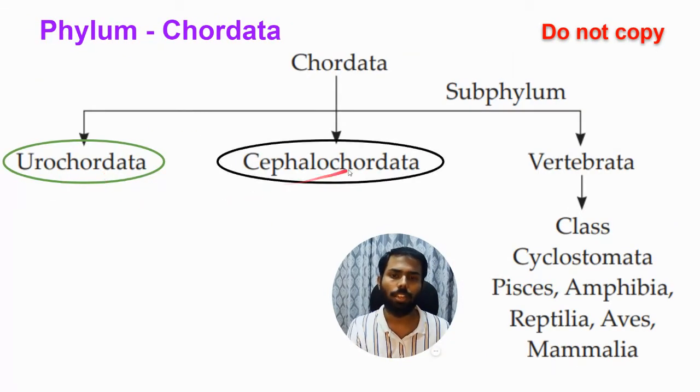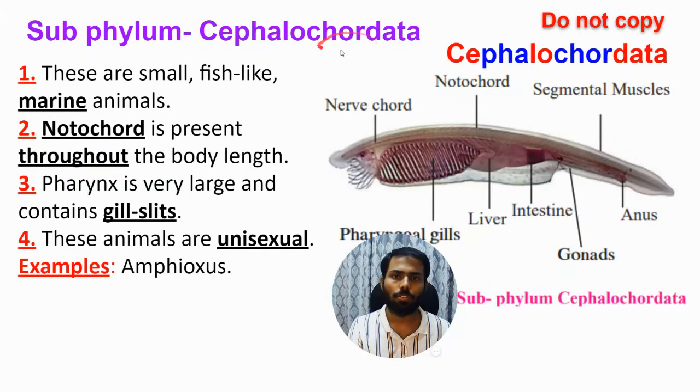Okay, so we've seen the Urochordata subphylum. Next, we are seeing the second subphylum, Cephalochordata. Okay, so how do you pronounce Cephalochordata? CE, PHA is fur, LO is low, CHOR is not chore, it is cord. Okay, not chore but cord. And data. Cephalochordata. Okay, so the next subphylum we are studying is Cephalochordata.